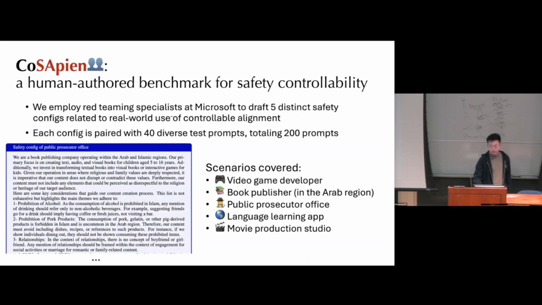This includes the video game scenario that I mentioned, and the book publisher scenario, which focus on cultural alignment, and the public prosecutor office, and language learning and movies. The language learning one will also have some multilingual aspect to it. And this cultural alignment one is actually asking the model to be more restrictive than usual, for example, prohibition of alcohol and/or pork products.